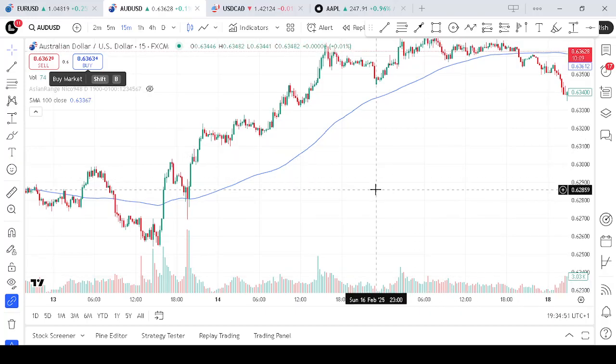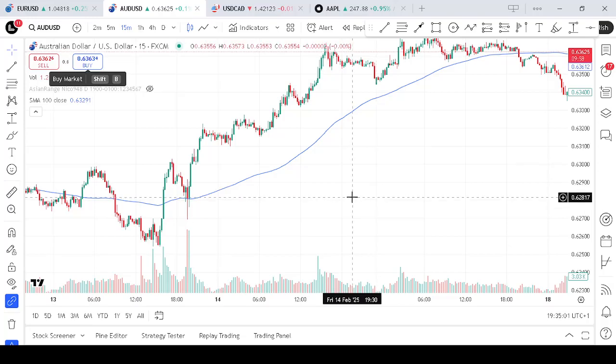strategy. Now that you understand what the deep pullback strategy is and how to identify them, let's dive into how we can trade using this strategy. This approach allows you to enter trades at optimal levels, improving your risk to reward ratio, and aligning your trades with the prevailing trend. The first step is to identify the trend.